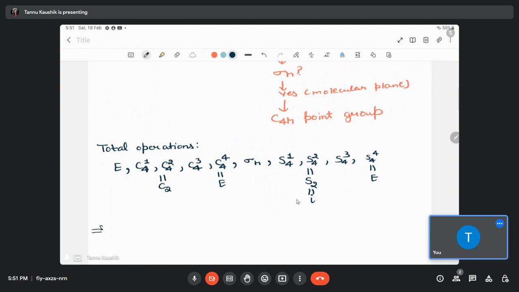So the operations we have are identity operator, C4^1, C2, C4^3, sigma h, S4^1, inversion center, S4^3. These are the operations we have. So total we have 2, 3, 4, 5, 6, 7, 8 operations in the molecule.